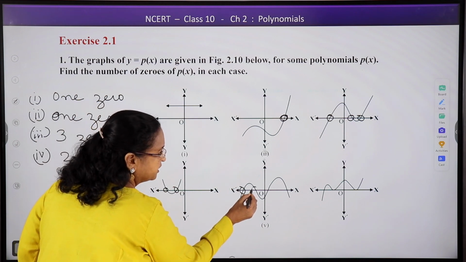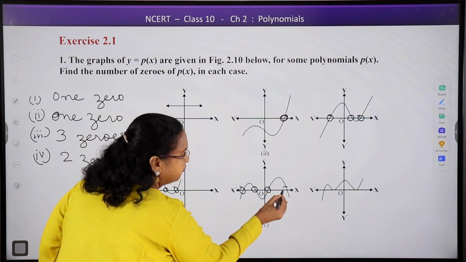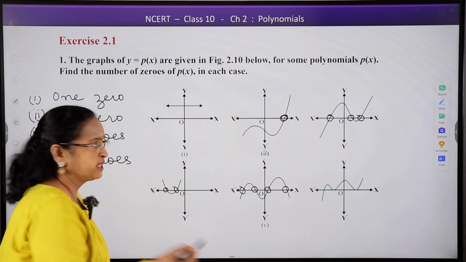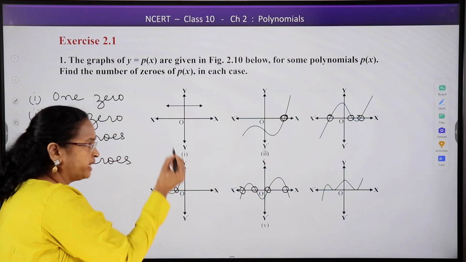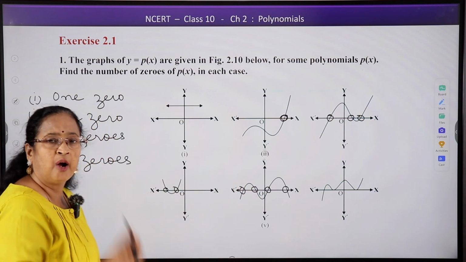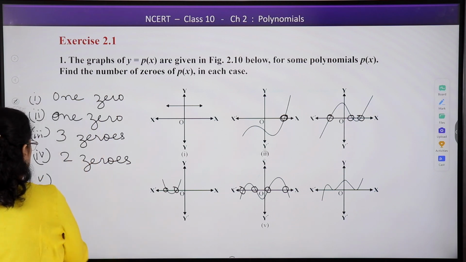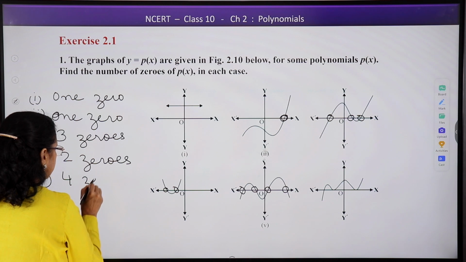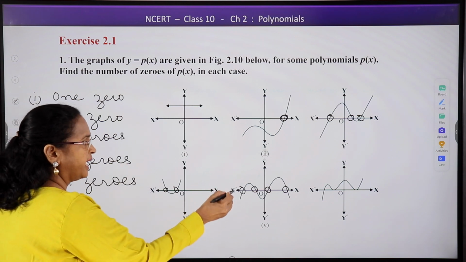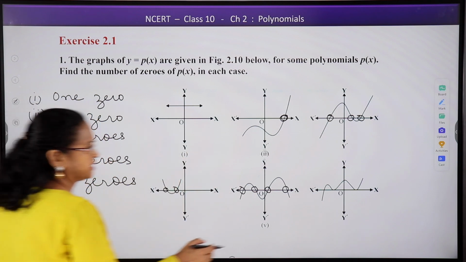Now coming to the fifth part of the question. 1, 2, 3, 4. Cutting the x-axis at 4 points. 2 in the positive, 2 in the negative. Together it makes 4. So what is the answer? How many zeros? Yes, 4 zeros. Fifth part of the question says that it has 4 zeros of the polynomial p(x).